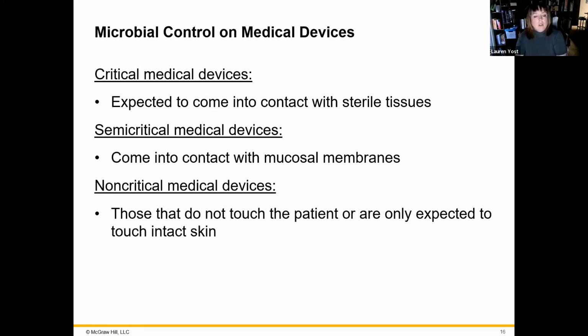So critical medical devices are the ones that would be coming into contact with sterile tissues for sure. So doing surgery within someone's body. Semi-critical medical devices, here we're coming into contact with mucosal membranes. So this could be something like a ventilator or something like that. Non-critical medical devices, these don't touch the patient directly, or are only expected to touch intact skin. So that could be like the bed surface, for example.